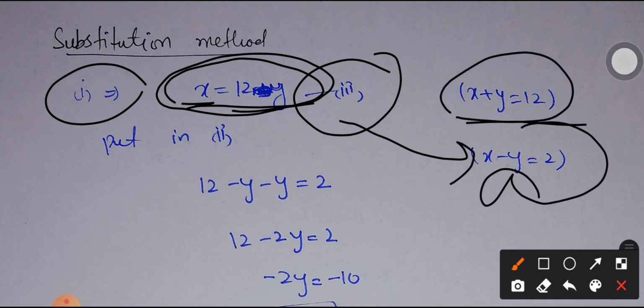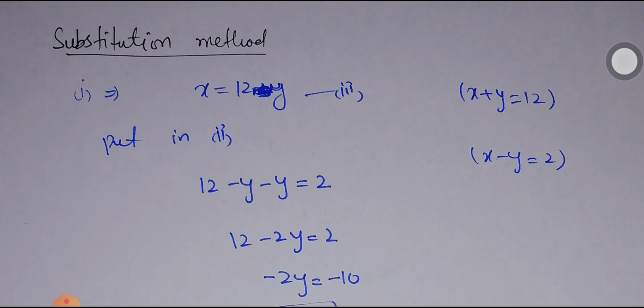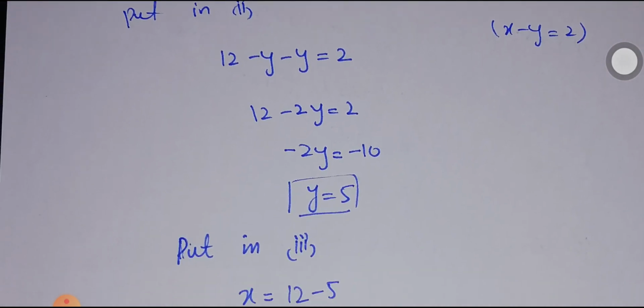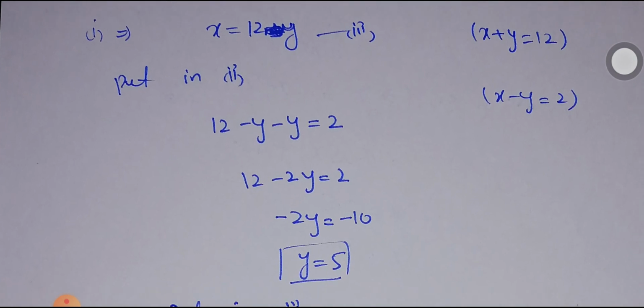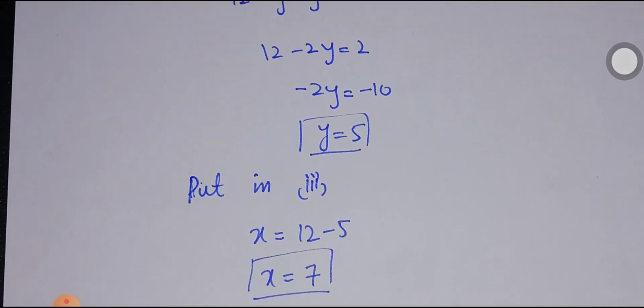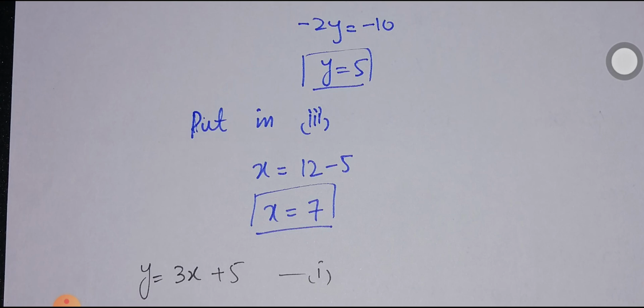So by putting the value of x in equation 2, we will get 12 minus y is equal to 2, and we will get y is equal to 5. Now substituting this value in equation 3 or equation 1 or equation 2, we will get the value of x, which is 7 in this case. So it's totally up to you which method you want to use.